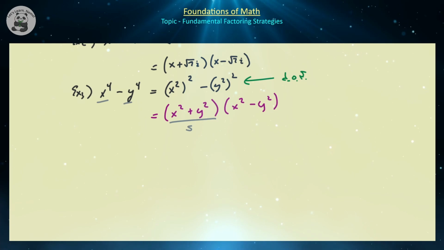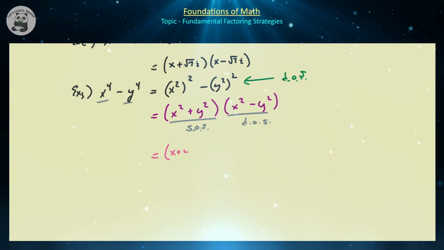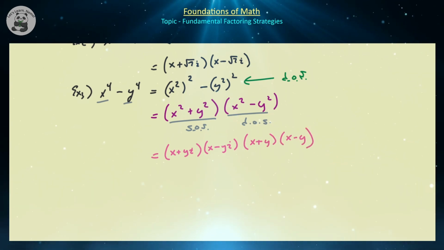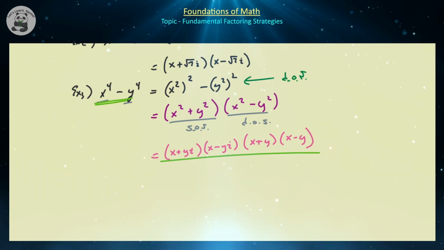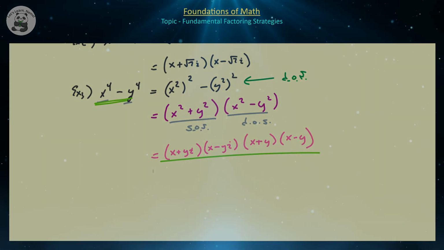Notice that here we have a sum of squares, and here we have a difference of squares, and we already know how to factor those. So what will our final factored answer be? x squared plus y squared is our sum of squares, so it's going to be x plus yi times x minus yi. And then we're going to have x plus y times x minus y for our difference of squares. So our degree 4 has now factored into 4 degree 1s. And that's how you use the difference of squares, sum of squares, and also the greatest common factor methods.